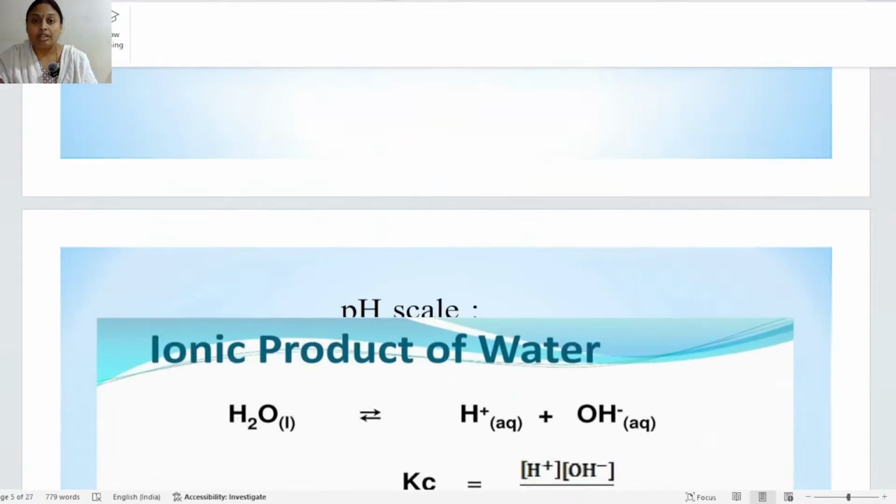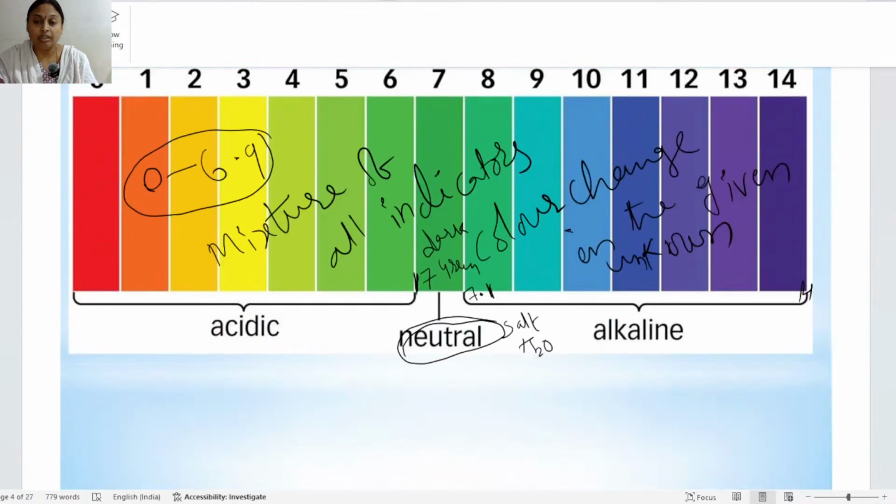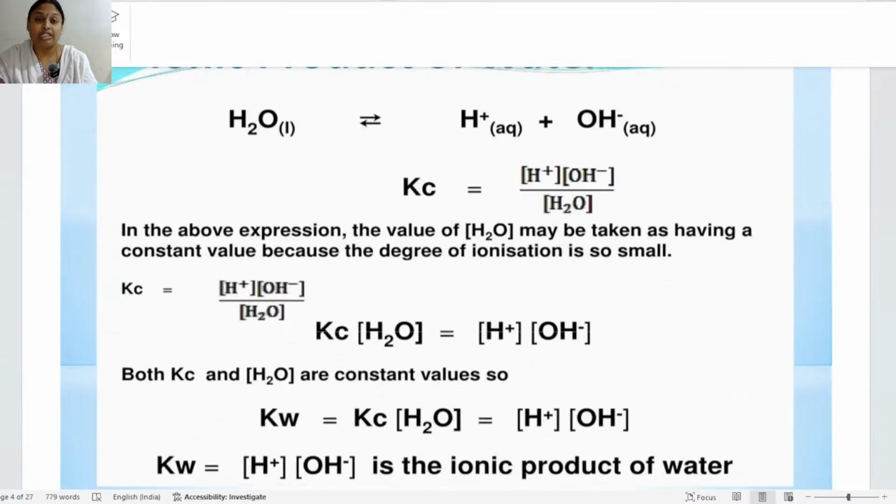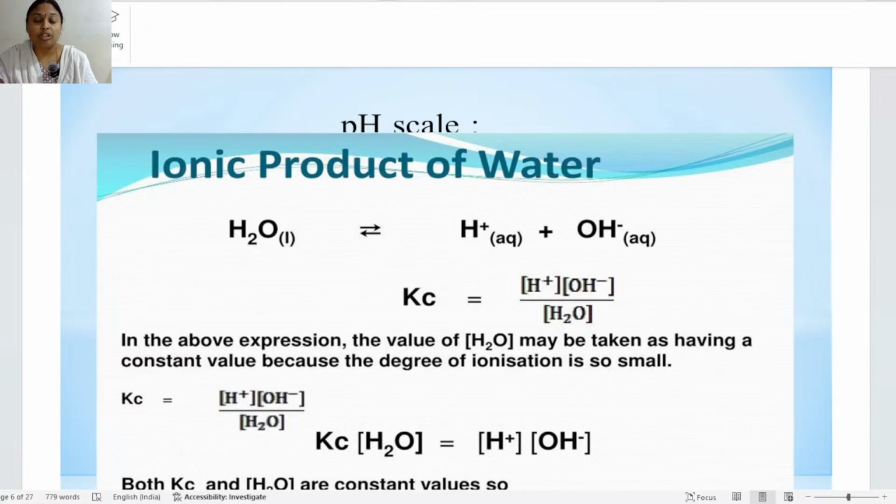So here, this is about the universal indicator. Now I am going to discuss the pH scale. So before going to discuss the pH scale, what is the use of pH? The pH scale is also one of the indicators. In that, we measure the H plus ions concentration. So who is the scientist who gave this? This is given by Sorensen. Sorensen is the scientist who introduced the pH scale.